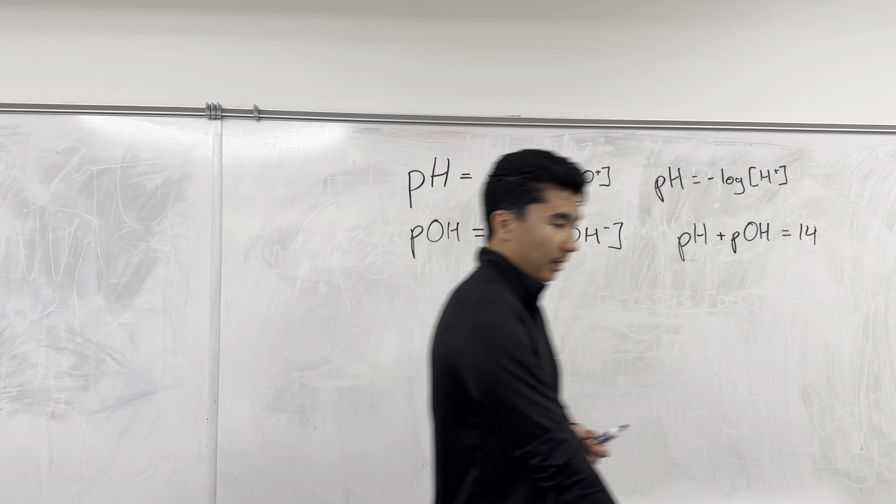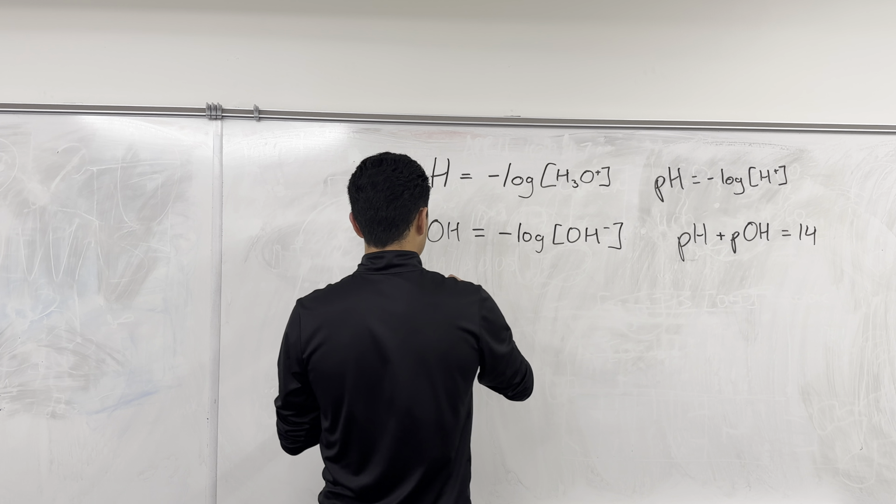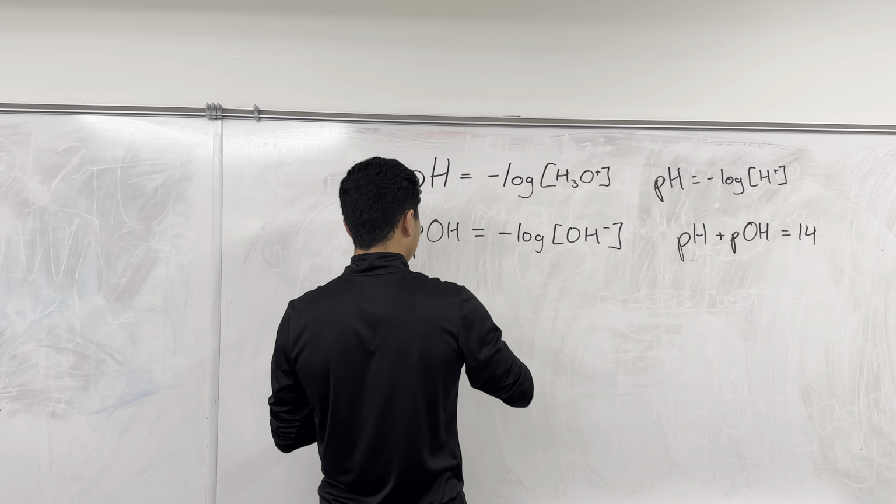So let's go through a problem real quick. I'm going to say that my OH minus concentration is going to equal 2.5 times 10 to the negative 4 molars. Automatically when we see molars, that's indicating concentration. So we know that we're given the hydroxide concentration, so we can automatically use this to find our pOH. All we have to do is negative log of 2.5 times 10 to the negative 4.